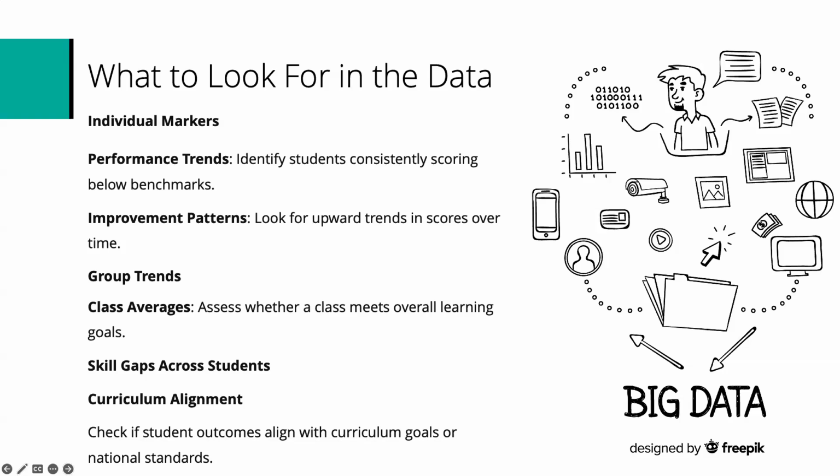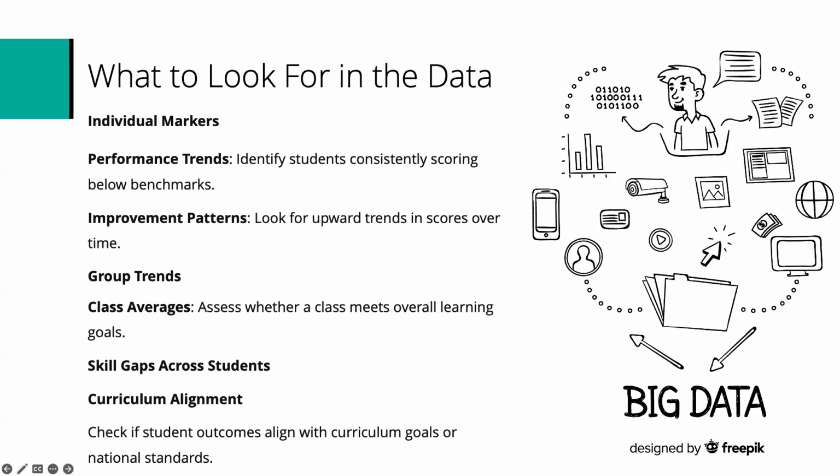It's not just the punitive element of the data that we're gathering, and assessment seems to have that approach, which I'm always going on about. It shouldn't just be punitive, it should inform and it should show us improvement, and we should celebrate those. So capture the improvement patterns, look for the upward trends in scores over time, talk about those, what your students are doing well in, not just what they're not doing well in. And then group trends: class averages, assess whether a class meets overall learning goals, what they are doing, and what skill gaps might exist. And of course, curriculum alignment in there.